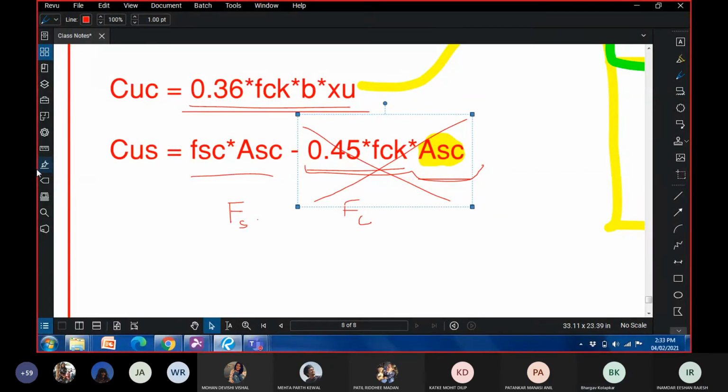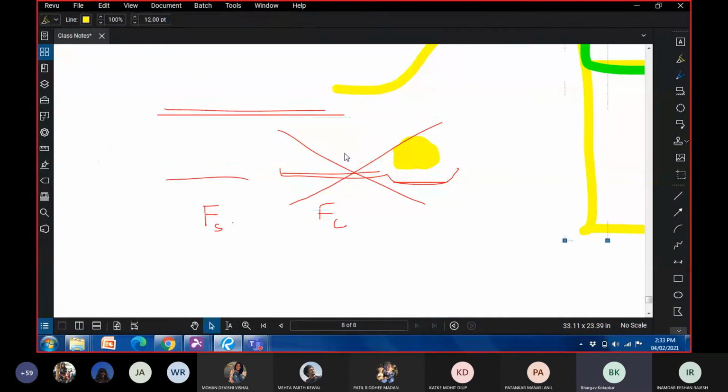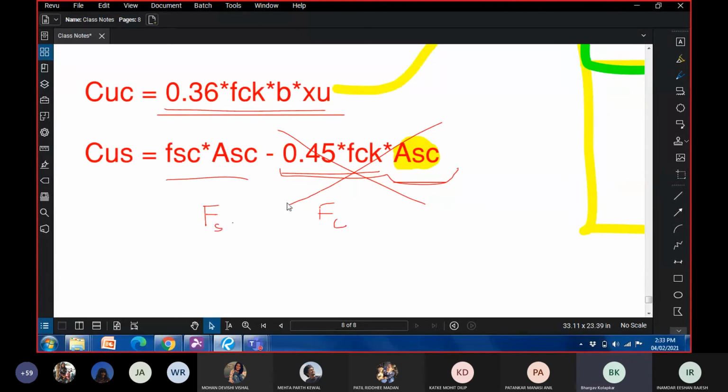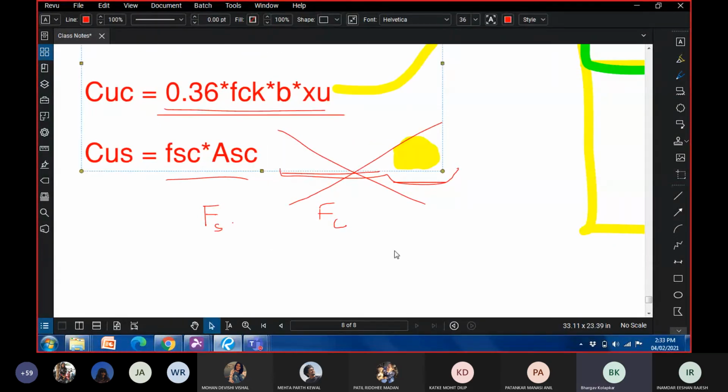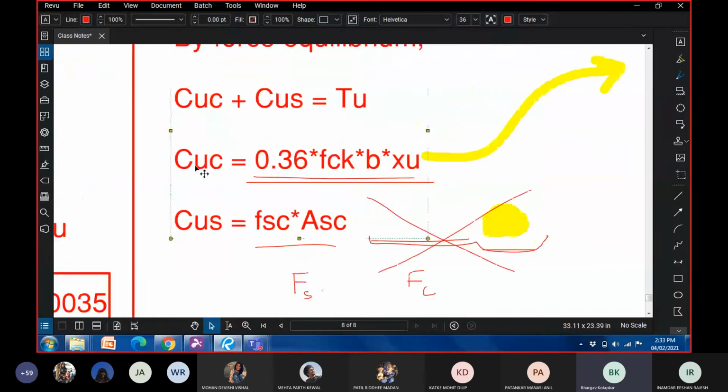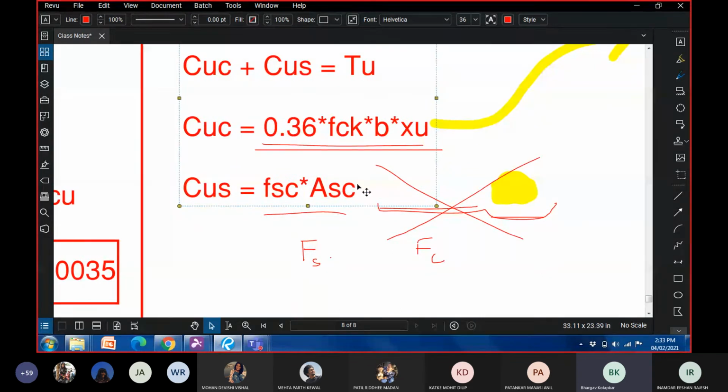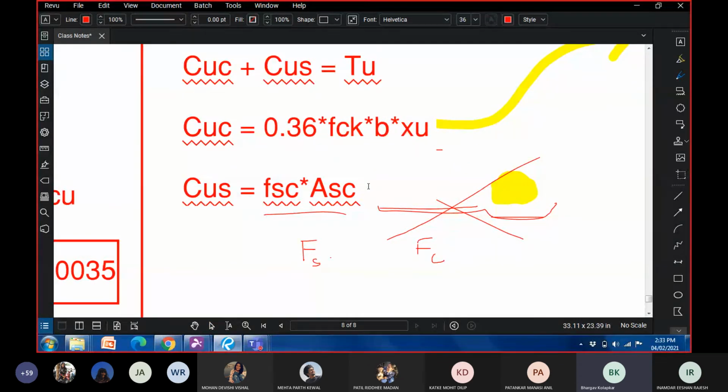Continue. So just to simplify things, the first thing that we'll do is just get rid of this, and just look at it. So this seems simple. CUC is 0.36 FCK BXU and CUS is FSC into ASC. And then our TU is equal to FST into AST.